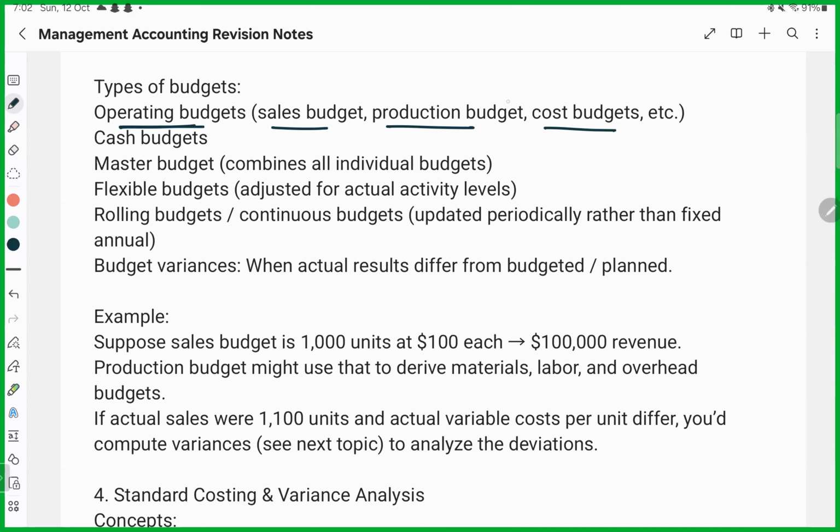The production budget gets further divided into the cost budgets, that is, how much material will be required, and how much labor will be required to achieve the particular production of 2 lakh units.